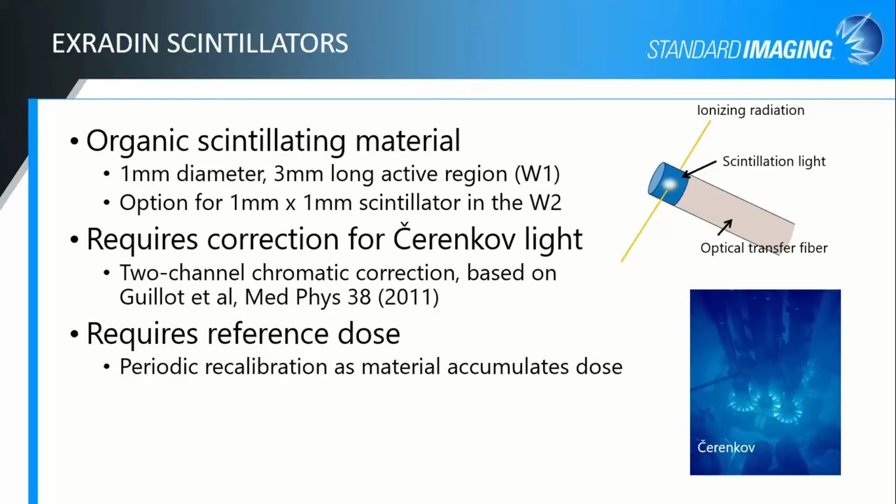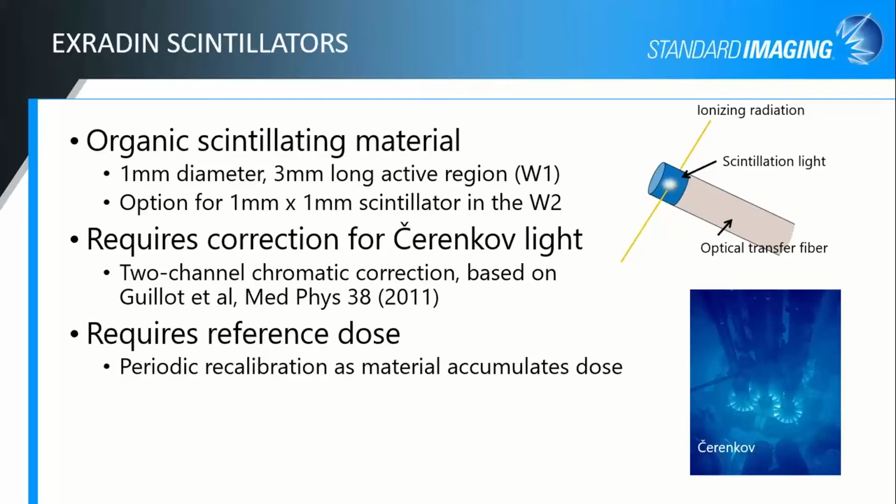One of my colleagues likes to call the fly in the ointment is that for scintillation detectors, you do have to correct for Cherenkov light. So this is essentially a stem effect in these detectors. It's additional light that is generated in this optical transfer fiber by the high energy electrons that are traveling through that fiber. We have implemented a 2-channel chromatic correction based on a publication from Mathieu Guillot et al.